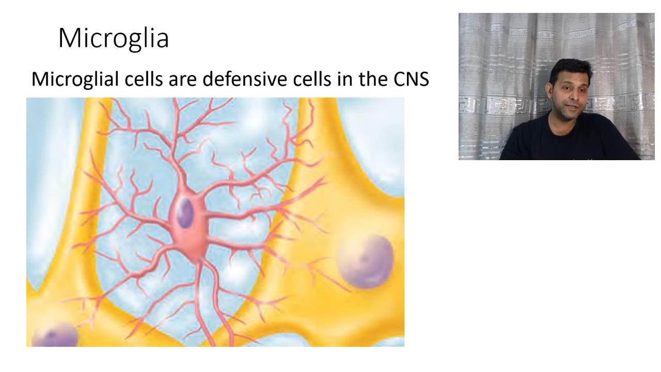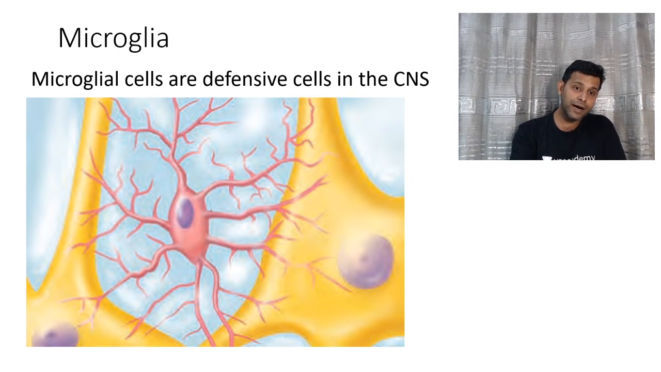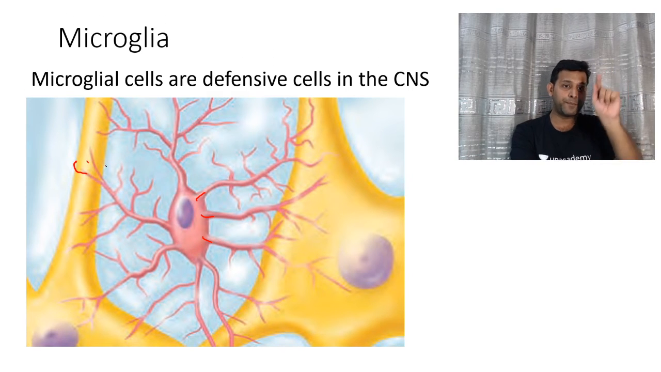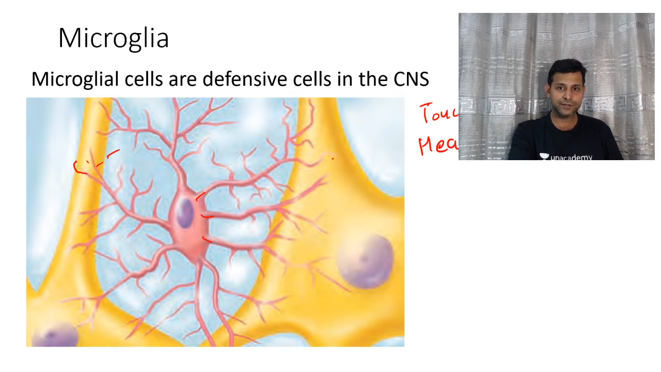The second type of cells is microglia. Microglia are similar to the astrocytes, but they don't make a connection like an astrocyte. They just make a touch contact. They have a touch contact with all the neuronal cells, and they keep on checking the health of the neuronal cells.